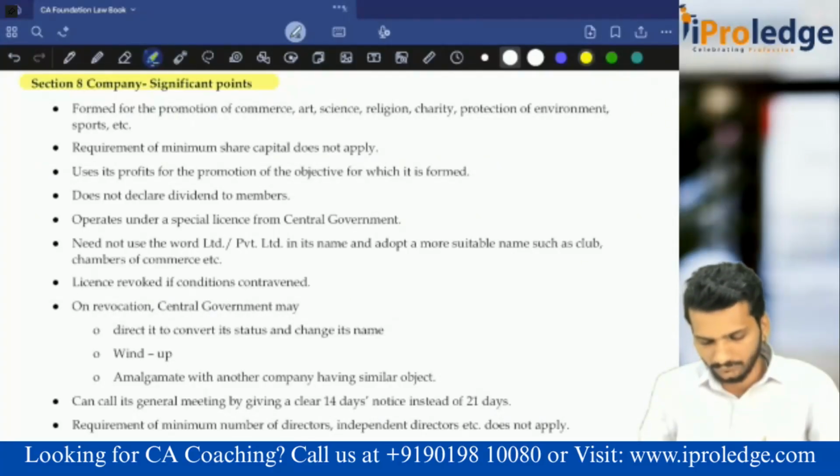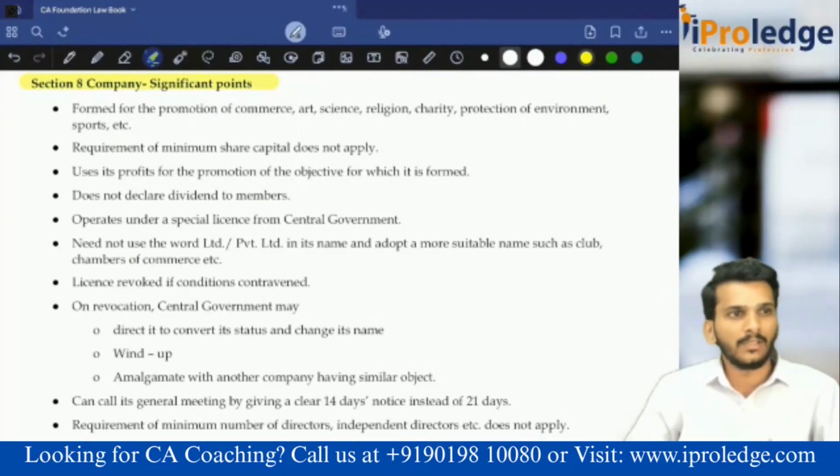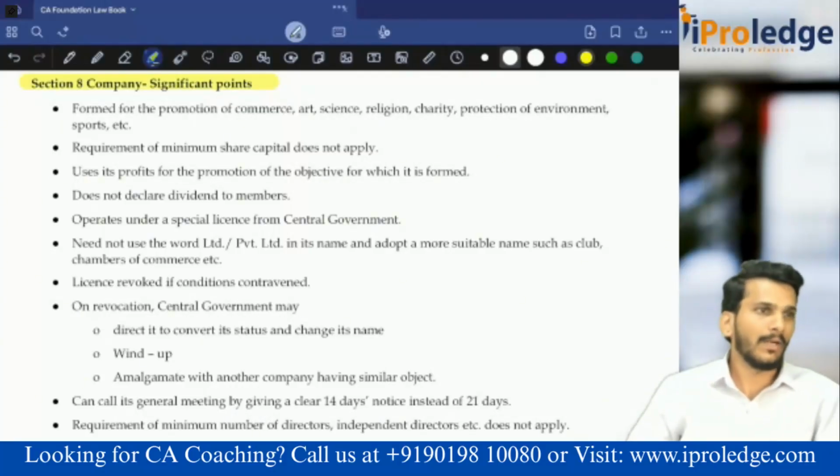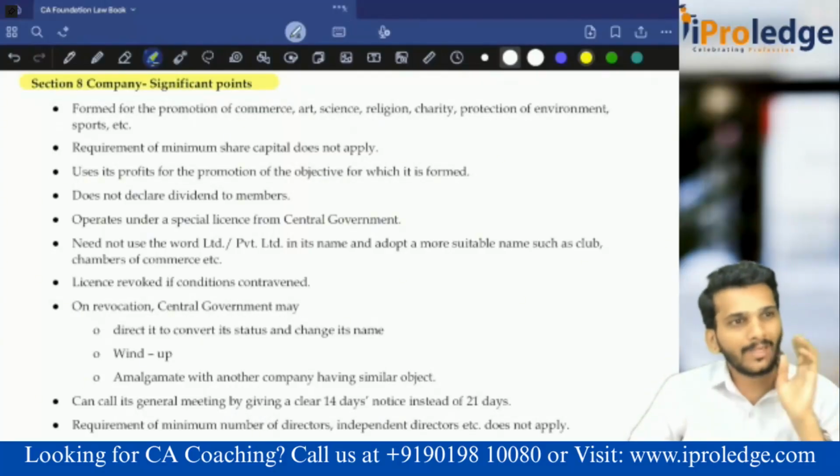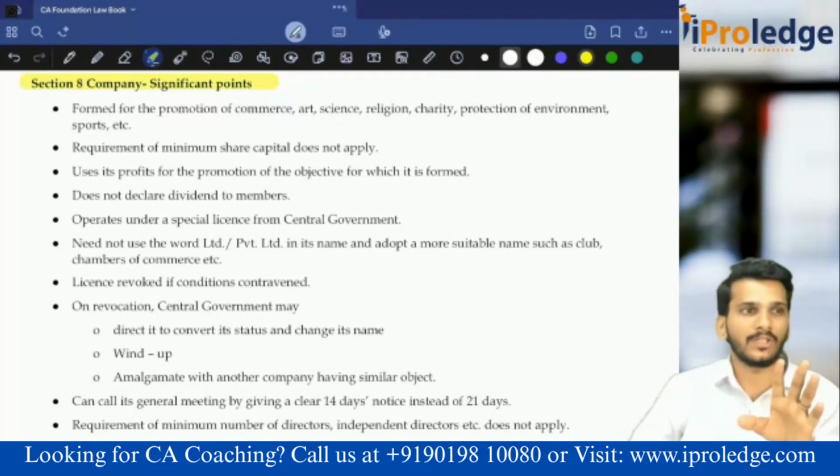ICAI is also an NPO company. Yes, it is an NPO, but it is not a company. Non-profit organization it is, because it is a statutory body which is incorporated under an Act of Parliament. It is not like applying to the ROC and getting it registered. It is a government body. A company can be formed by everybody, but statutory bodies can be formed only by the Parliament of the country. So it is still a non-profit organization.